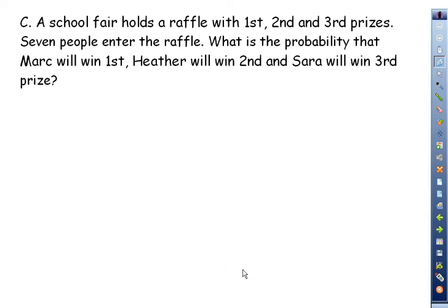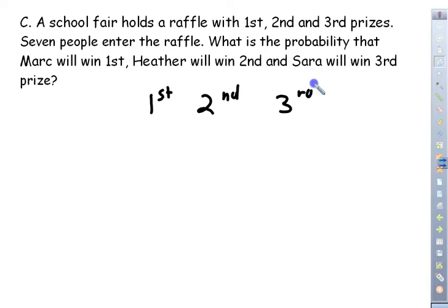Now, a school fair holds a raffle with first, second, and third prizes. 7 people enter the raffle. What is the probability that Mark will win first, Heather wins second, and Sarah wins third prize? Well, what you need to do is realize that there's only a first, a second, and a third place. Well, how many people could be in first place? How many different possibilities are there if there are 7 people?